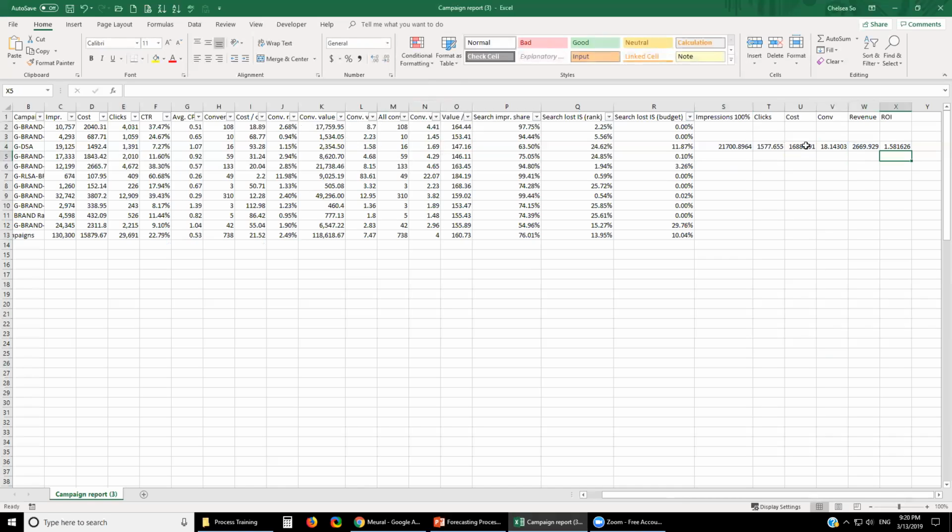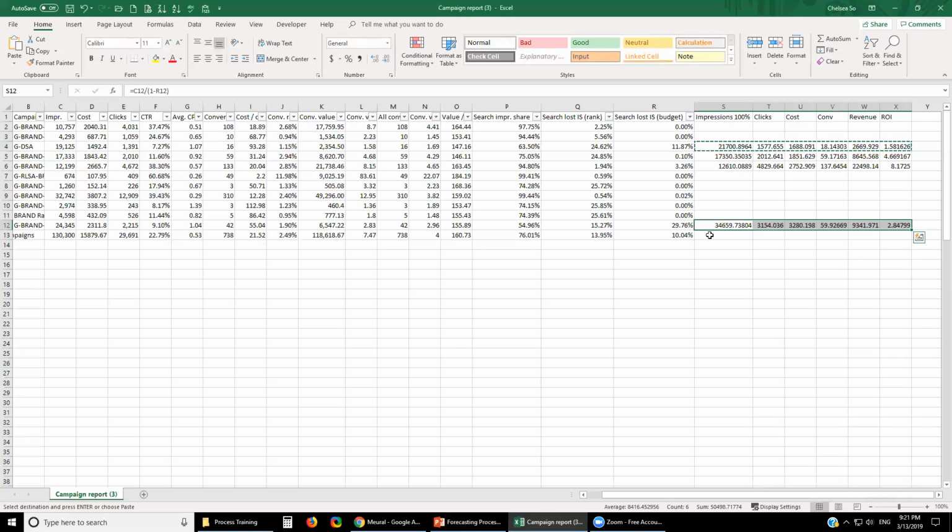Okay, so if I was to have 100% impression share on my DSA campaign, I would have spent $16.88 instead of $14.92, and my conversions would have been 18 instead of 16, and my revenue would have been 26699 versus 2354. Okay, so hopefully that makes sense. So I'm going to do that for all of my impression share loss due to budget, and I don't have that many. And I can just copy and paste that down.